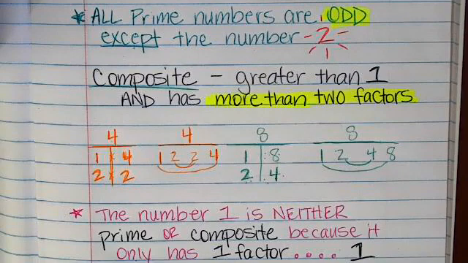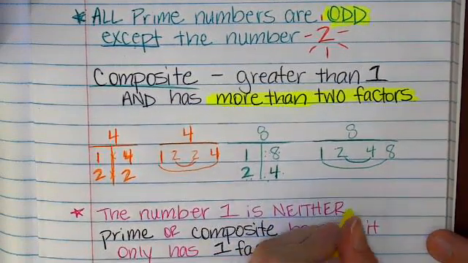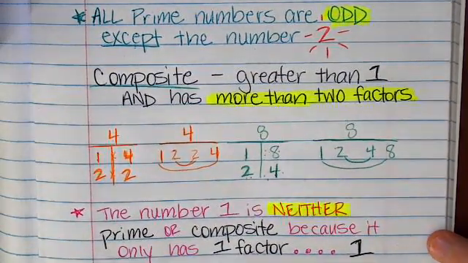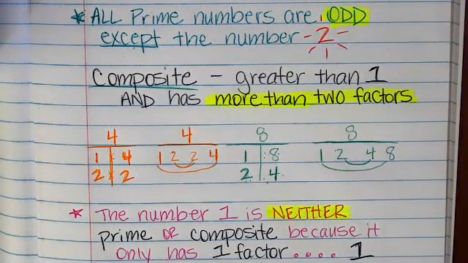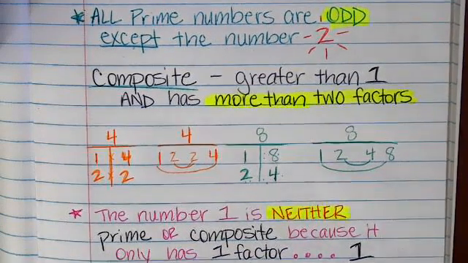The only other note that I want to make in this learning is down here where it says the number 1. It's neither prime or composite because it only has one factor. And that's 1, because 1 times 1 equals 1. It's not two different numbers. It's the same number repeated, 1 times 1. So because it only has the number 1 as a factor, it's not two different numbers put together. It is neither prime or composite. It is in its own category, neither one.